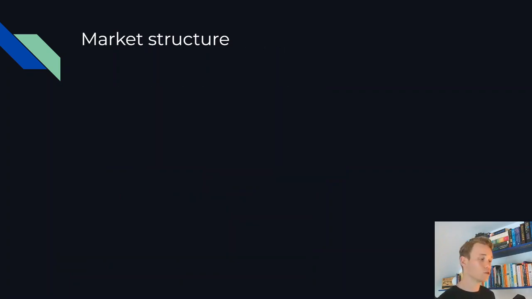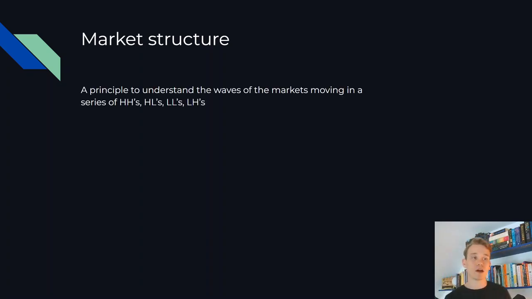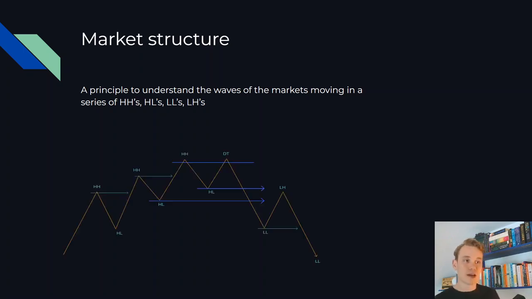Now moving on to market structure. Market structure is a principle to understand the waves of the market moving in a series of higher highs, higher lows, lower highs, and lower lows. It's a principle to help you understand and visualize the movements in price that can so often be very sporadic and looking a bit crazy. So this is like a guideline and a barrier that allows us to really bring some order to the chaos, if you will.